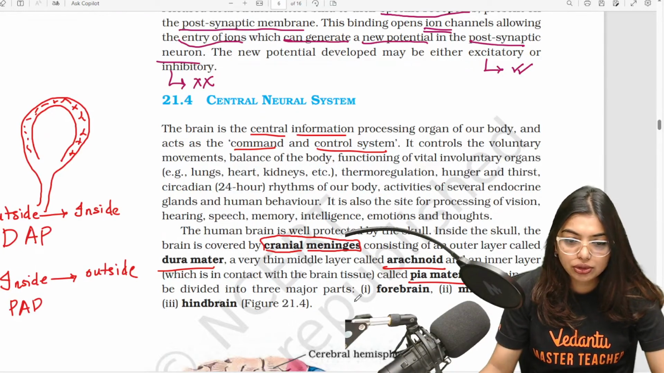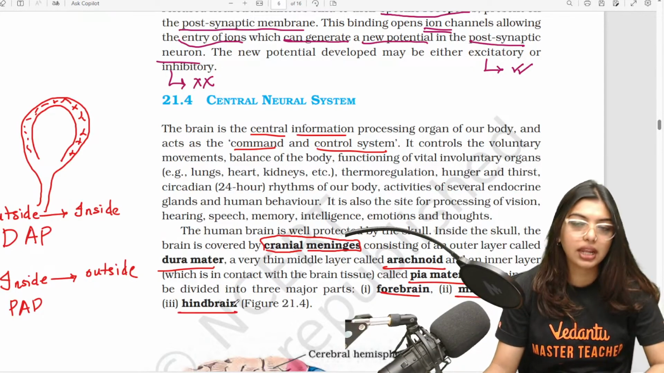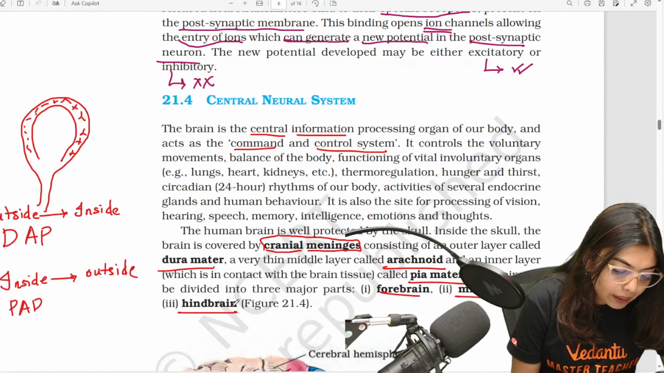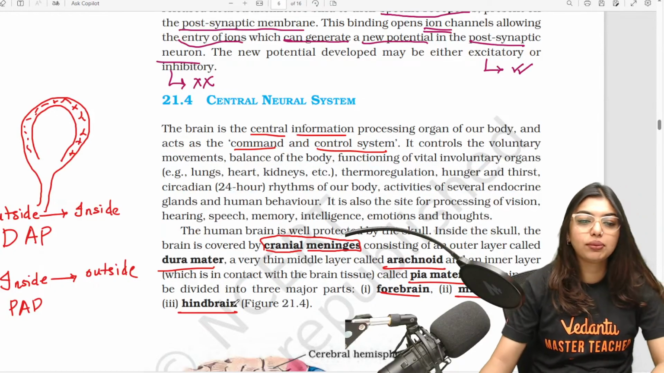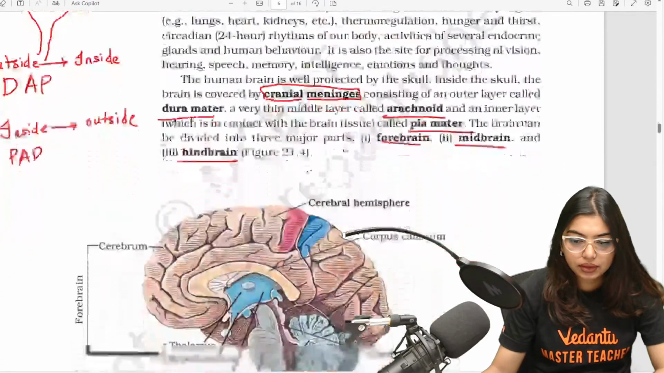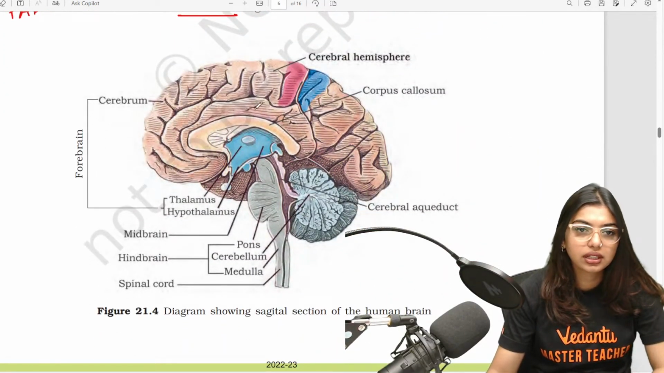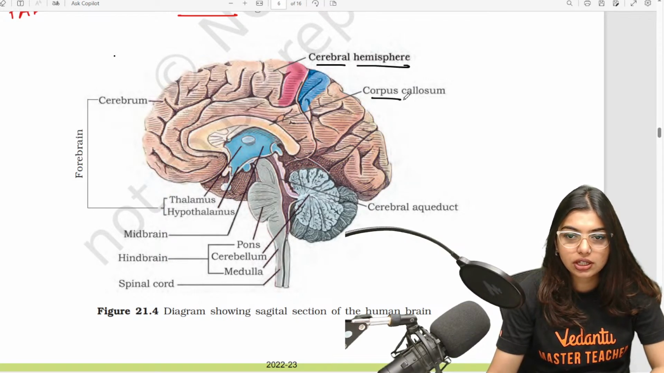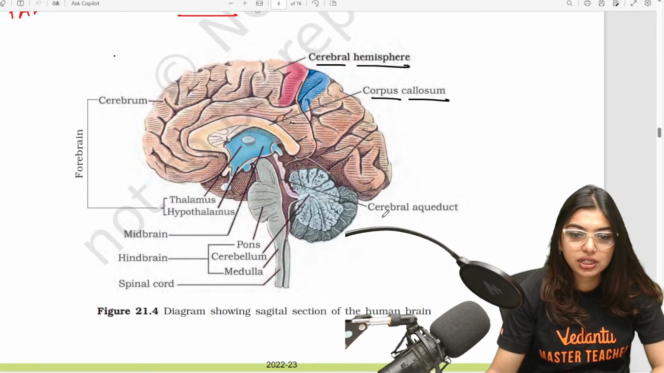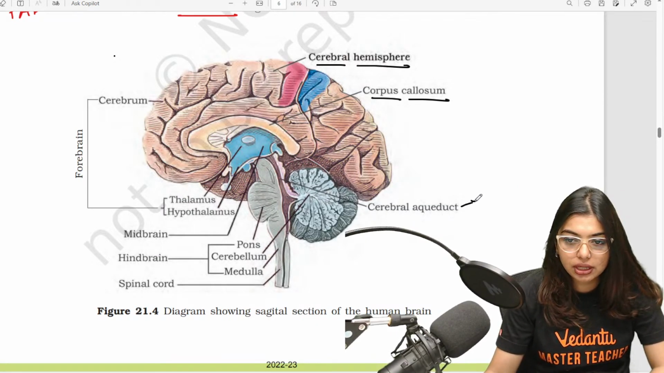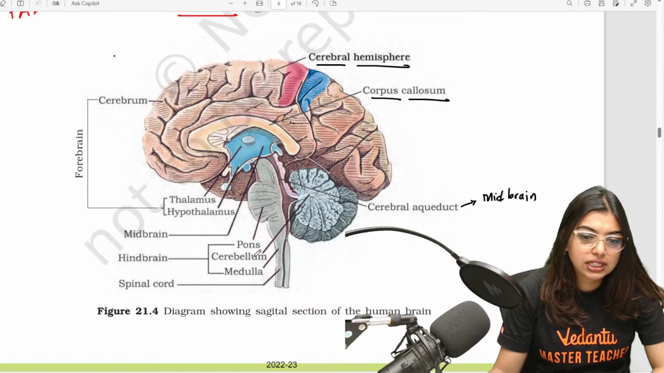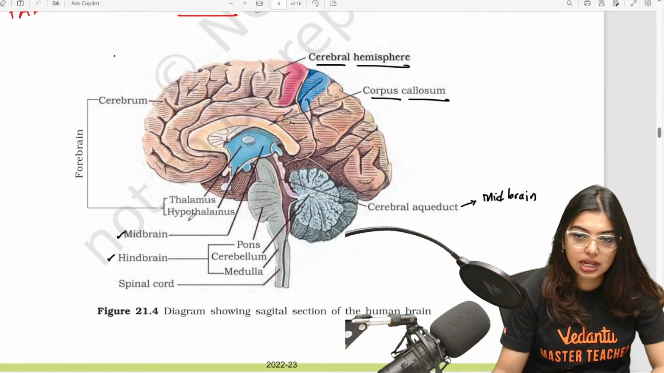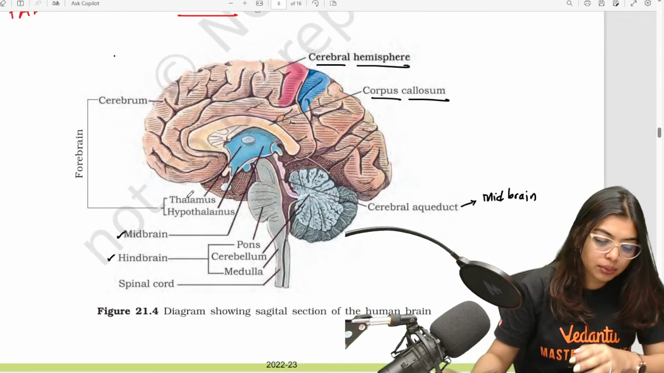The brain can be divided into three major parts: forebrain, midbrain, and hindbrain. Who doesn't know this? Look at this, this is how your brain looks. Cerebral hemispheres, you have studied about it. Corpus callosum also, I think all of you would have studied; it's the joining portion. Then the cerebral aqueduct, a part of your midbrain, is going to be new for all of you. Then you have pons, cerebellum, and medulla, which are part of your hindbrain. Midbrain is here. Forebrain is your cerebrum, thalamus, and hypothalamus. This is the portion of your brain.